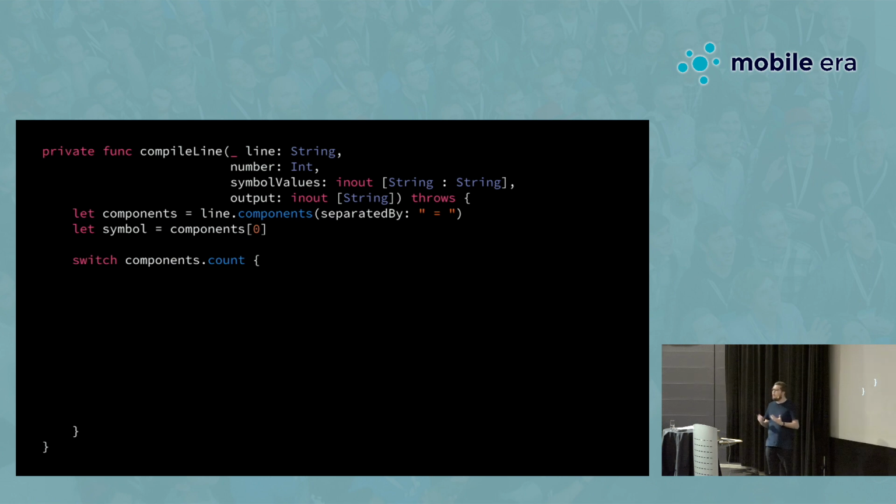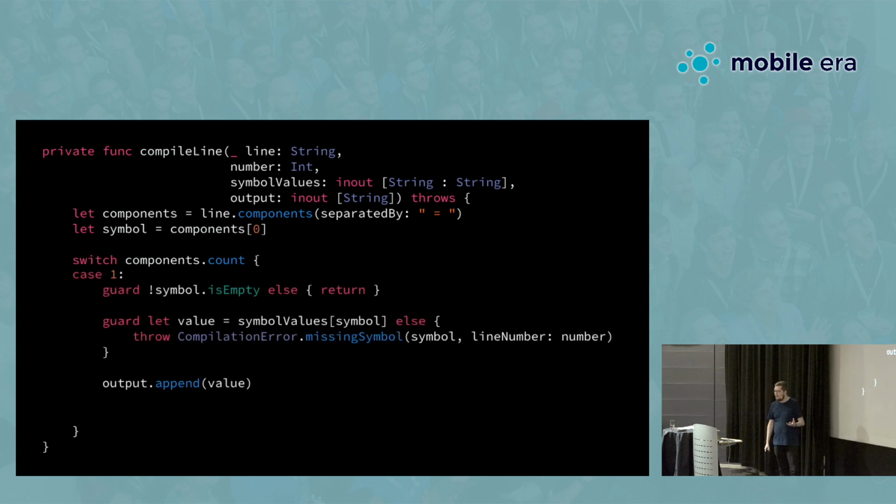To determine whether we're dealing with an assignment or a print, we're just going to switch on the number of components in this array. If it's one component, it means that we have an output. So what we do then is verify that we don't have an empty symbol, because that means that we have a new line. We want to just skip those. If we can't find the value in the symbol values dictionary, we can actually throw a compiler error and say that, hey, we have a missing symbol here.